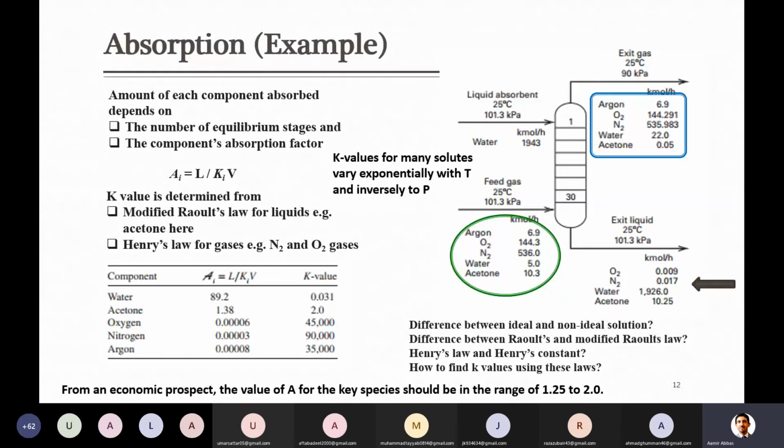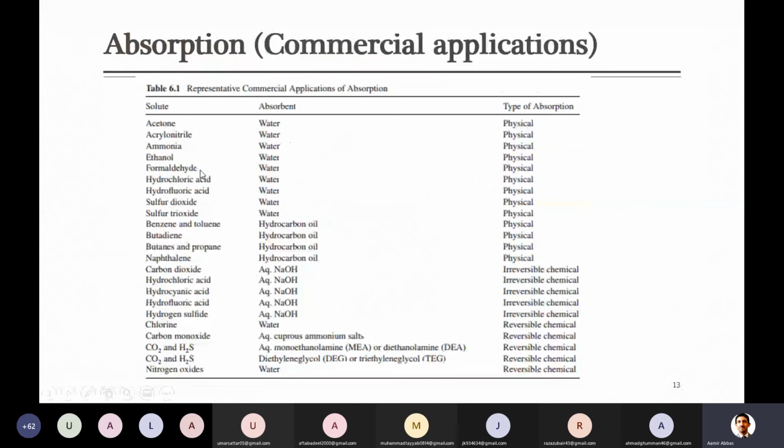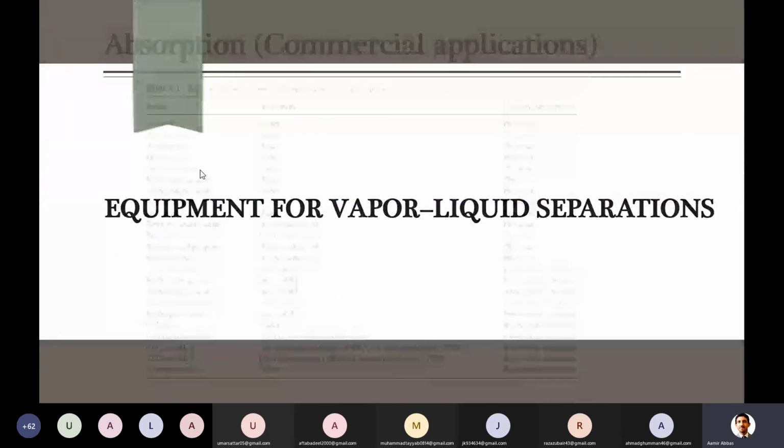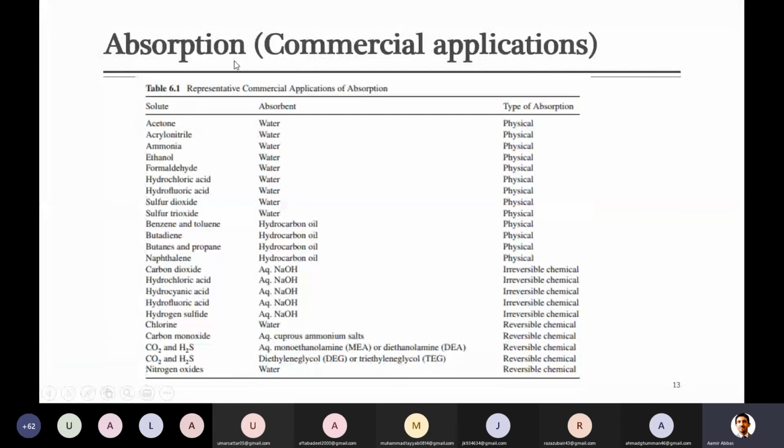With temperature, the value of K will increase. So when we increase the temperature, the value of K is increasing, and when K is increasing here, the absorption factor is decreasing, and due to that your absorption amount will decrease in that case. So that's it. I will just stop here.